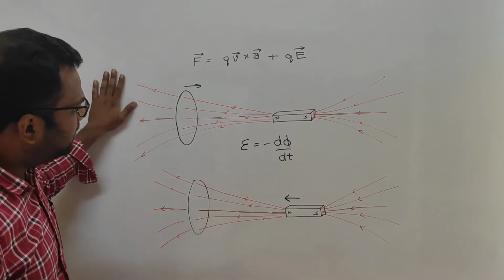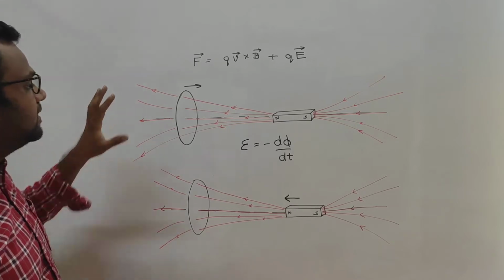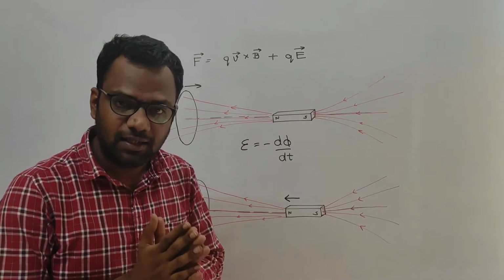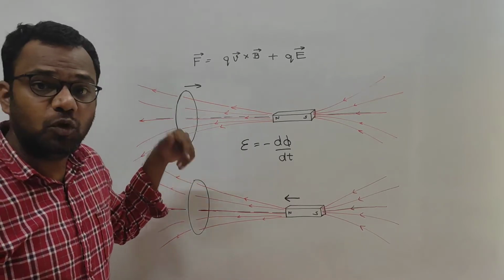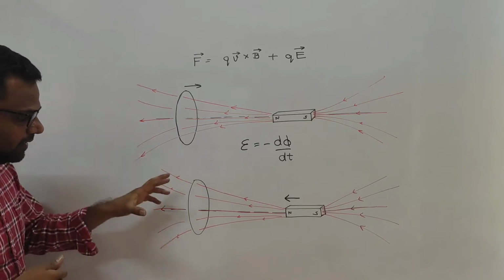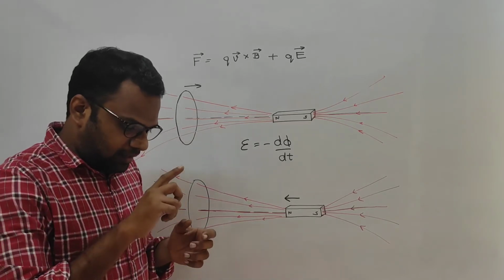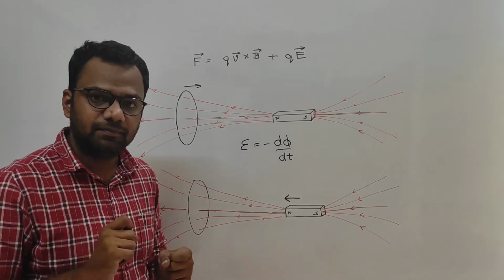Now this is called motional EMF. Why is it called motional EMF? Because it is the conductor itself that is moving, and hence this type of EMF induced will come under motional EMF. Let us come to the second case now. In the second case, the conductor is at rest and the magnet is moving.